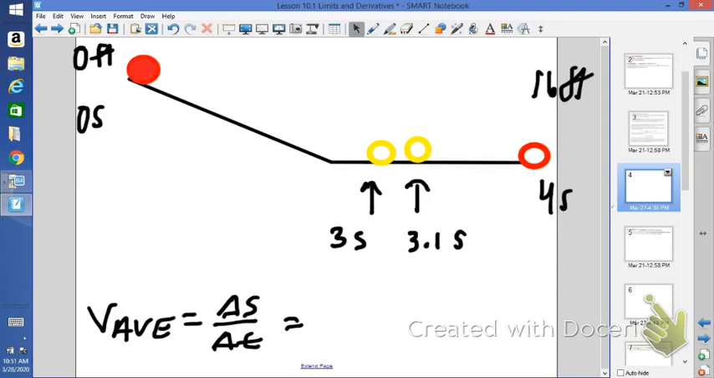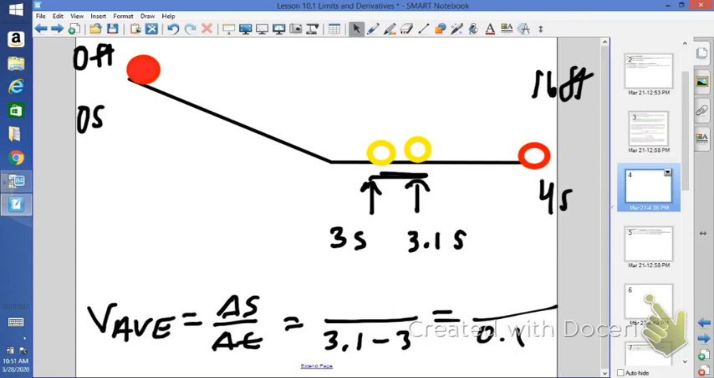What we can do is we can still use our average velocity formula, but we're going to pick an arbitrary point super close to t equaling 3 seconds. So we're going to make our change in time, the interval around 3 seconds, super close. So in this case, we picked 3.1 seconds. So we're going to do 3.1 minus 3. Okay, and then that's going to give us a change in time of 0.1.